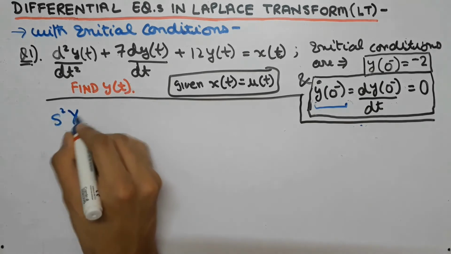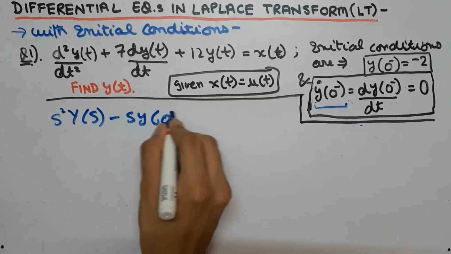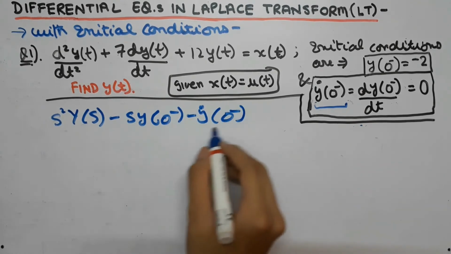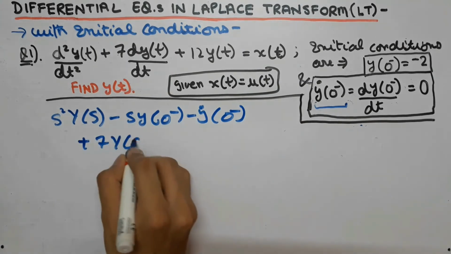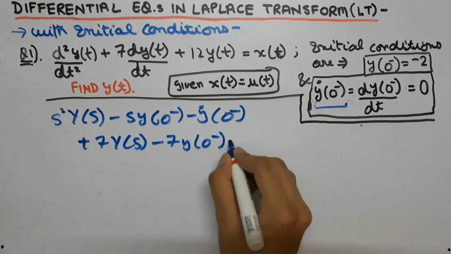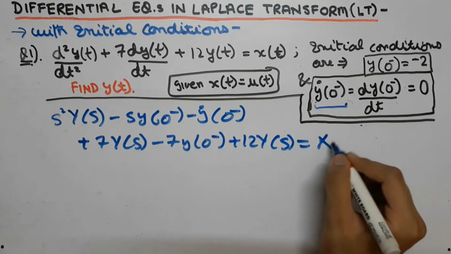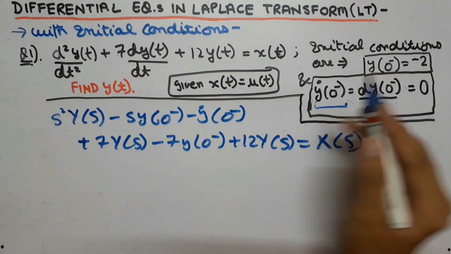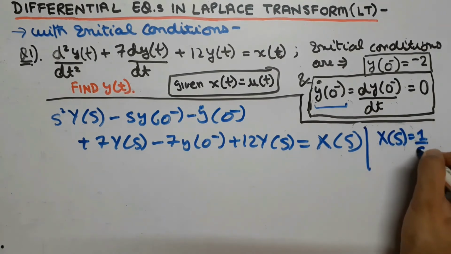s square Y(s) minus s y(0) minus y dot 0, that is, we have also applied the initial conditions here, plus 7 Y(s) minus 7 y(0) plus 12 Y(s) is equal to X(s). And as we are given the value of x(t) as u(t), the value of X(s) will be equal to 1 by s.